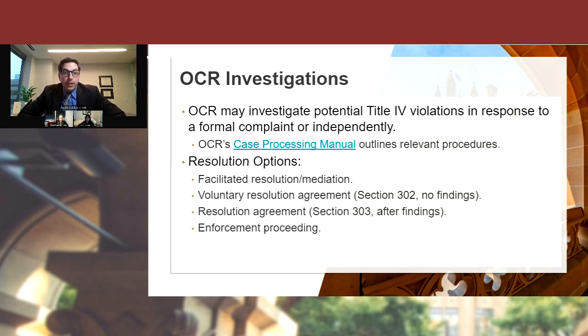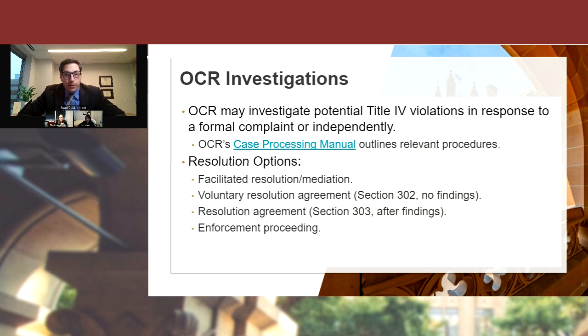The second option is a voluntary resolution agreement, which we'll talk about in a sec. In this case, OCR does not make any findings, but the school and OCR agree to a resolution to solve the situation. Next is a resolution agreement.